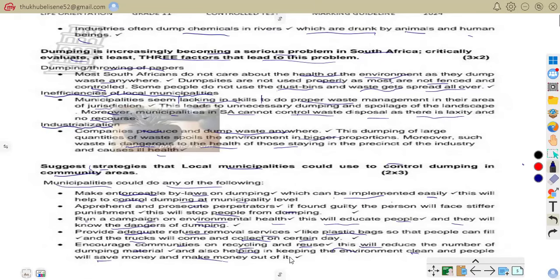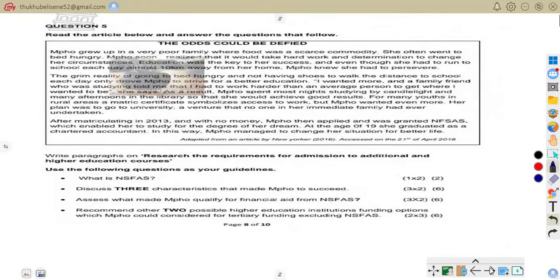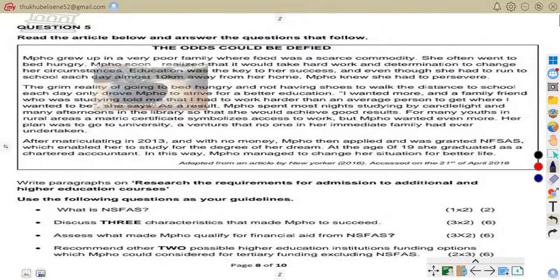Now we are going to question 5. Here we are on question 5. We are to read the article below and answer the questions that follow. The odds could be defined.